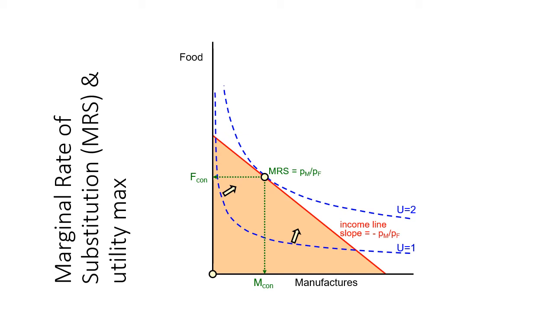Any utility curve below that means you're not spending your entire income. There's some income that you can still spend to gain more food and gain more manufactures. And if you are eating more food and you have more manufactures in life, that means you're actually getting more utility. We're obviously assuming that there is no negative utility when you consume more. So everything that you consume in addition is always going to give you more utility.